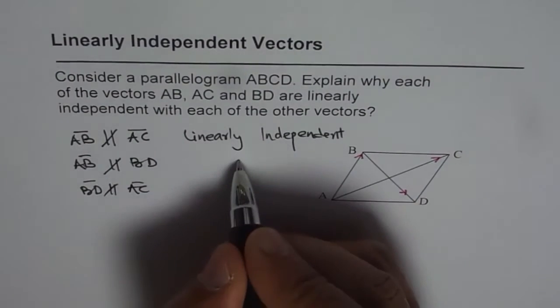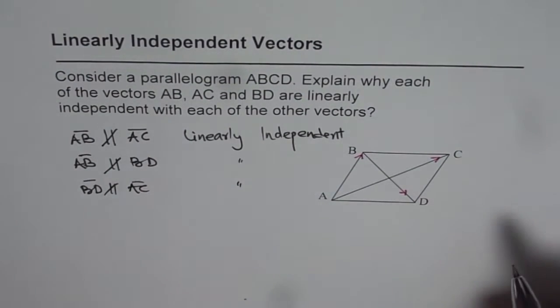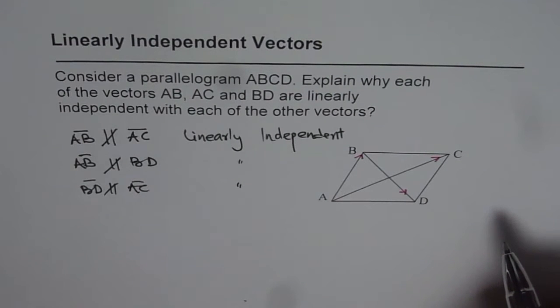So that is one reason when we say that the vectors are not parallel, then we say that they are linearly independent. Dependent vectors are always parallel. That is the first way of writing.